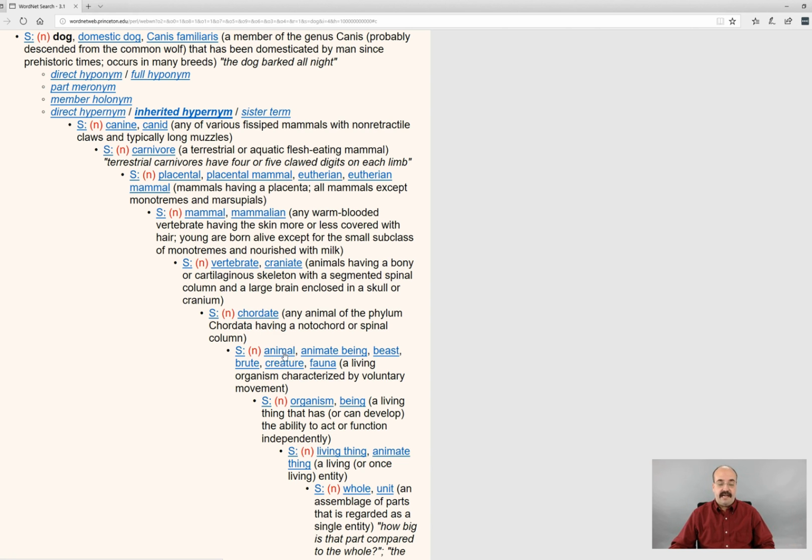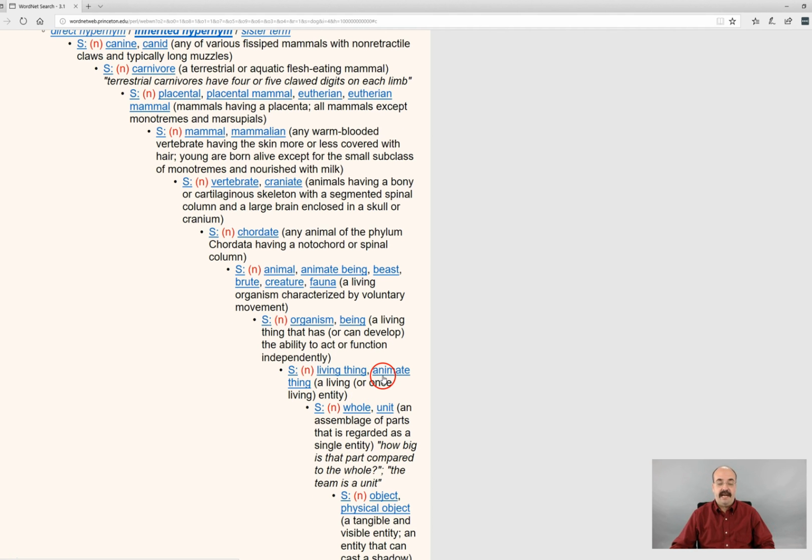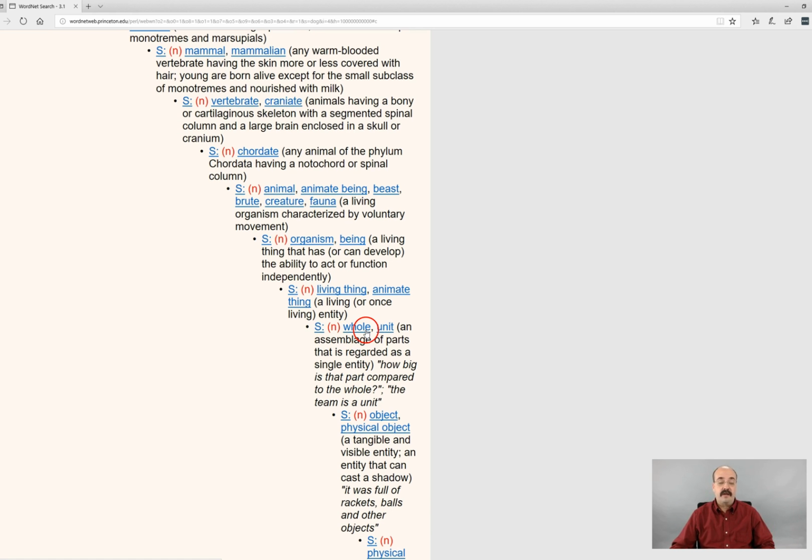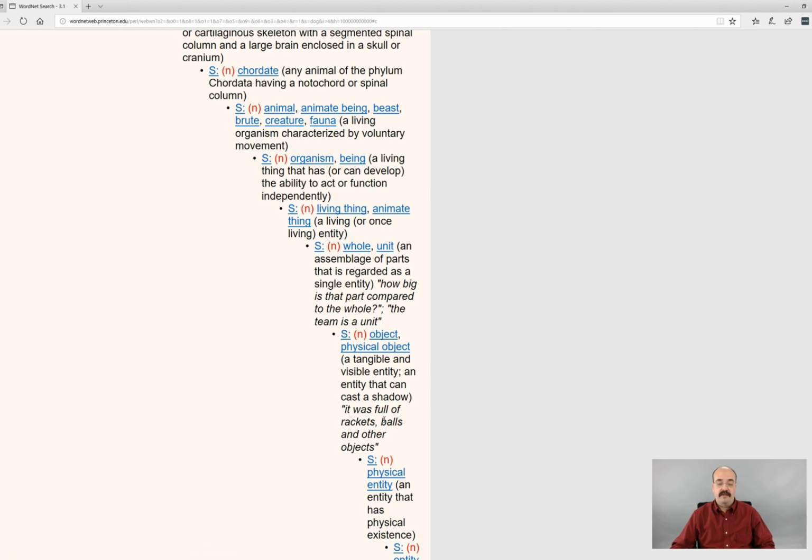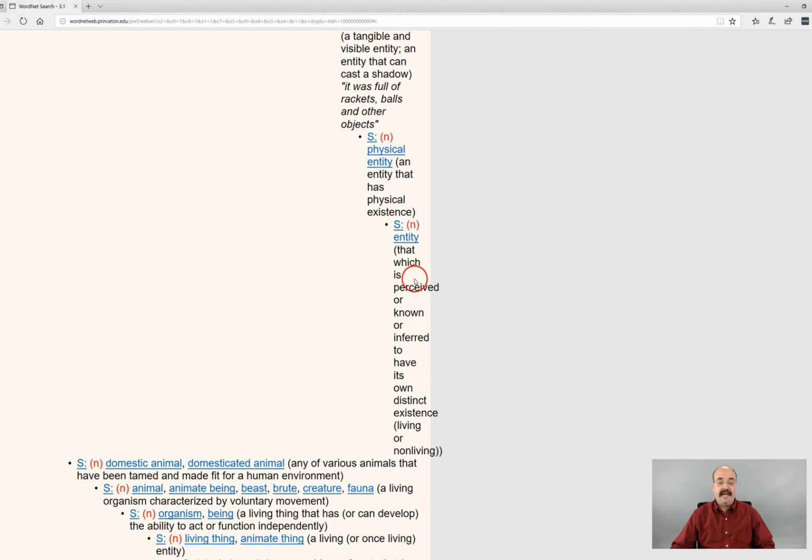When you're at this level, it's animal, then organism or a being, living thing, animate thing. Beyond that, a whole or a unit. So before that, it was largely biological, but now it gets into a whole or a unit, an object or a physical object, which a dog is, compared to a concept, and a physical entity, and then finally, entity. So what this allows your natural language program to do is to generalize. It might see a dog and a cat, and it can go up the tree and realize, okay, they're common maybe at mammal or some other thing.